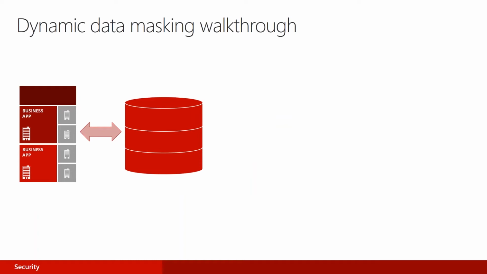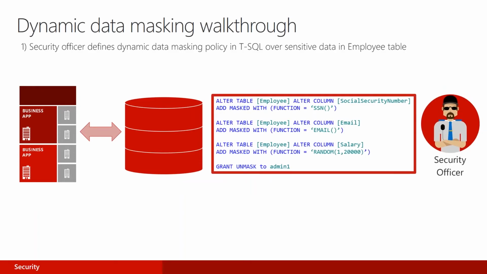Okay, so I've got my application connecting to my database, and inside of my database, I'm going to do a couple of things. I'm just going to say alter table, and then tell it which column I want to mask, and then tell it how I want to mask it. So if I want to mask it with the built-in email function, then I'm going to say mask the email column using the email function.